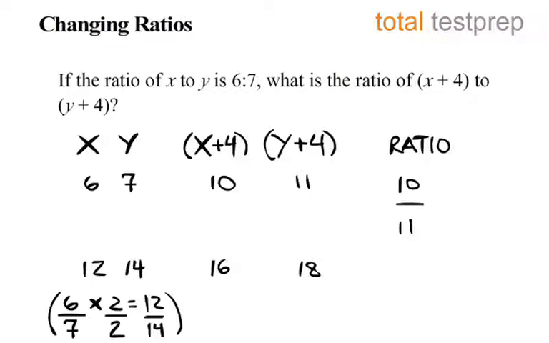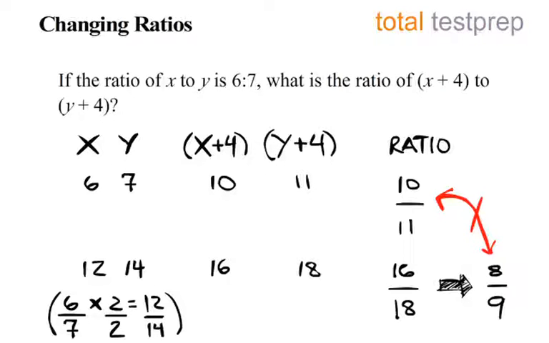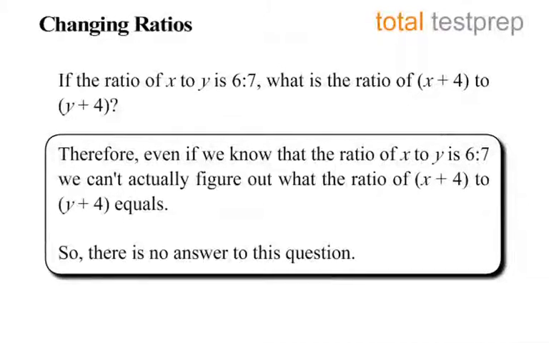So the ratio of x plus 4 to y plus 4 in this case is 16 to 18, or 8 to 9. 8 to 9 is not the same as 10 to 11. So these two ratios are not the same. Therefore, even if we know that the ratio of x to y is 6:7, we can't actually figure out what the ratio of x plus 4 to y plus 4 equals. There's no answer to this question. You can only change ratios if you multiply them or divide them. But if you add or subtract from a ratio, you don't know what the new ratio is going to be.